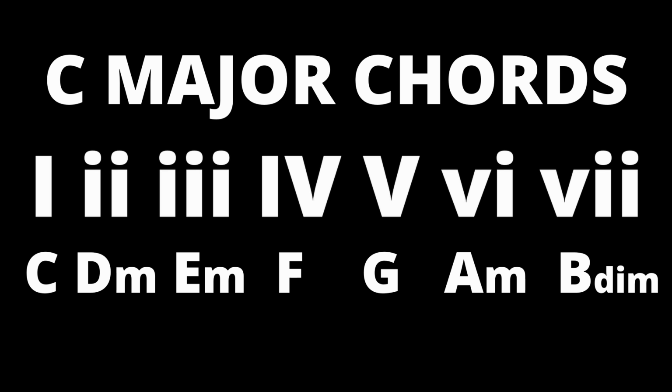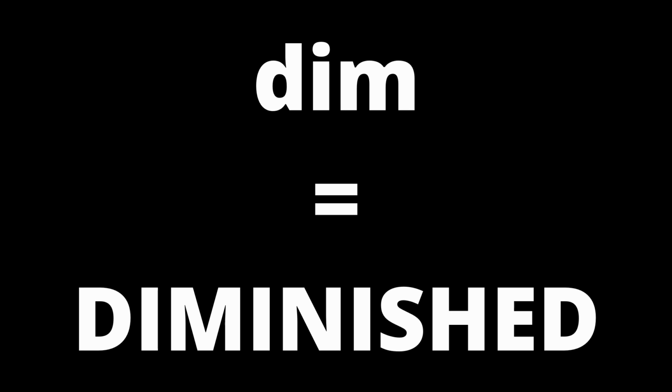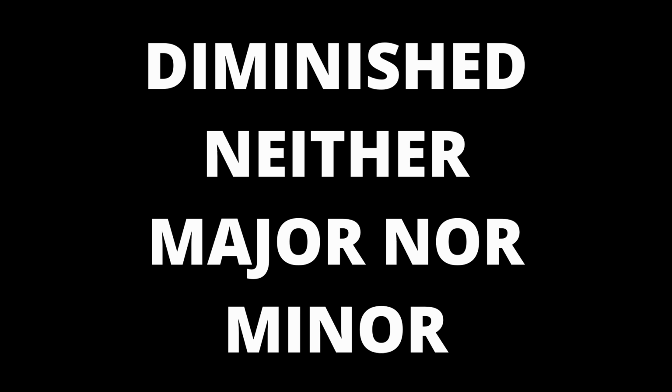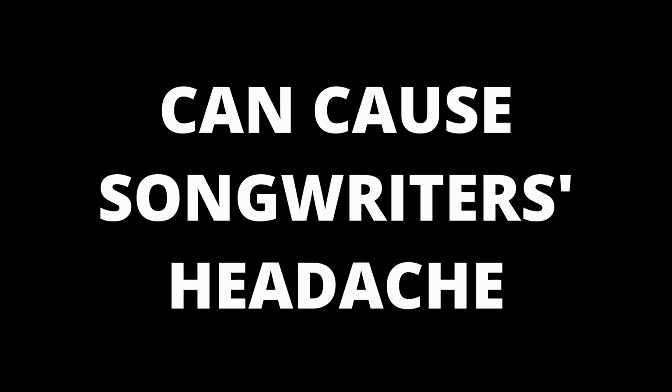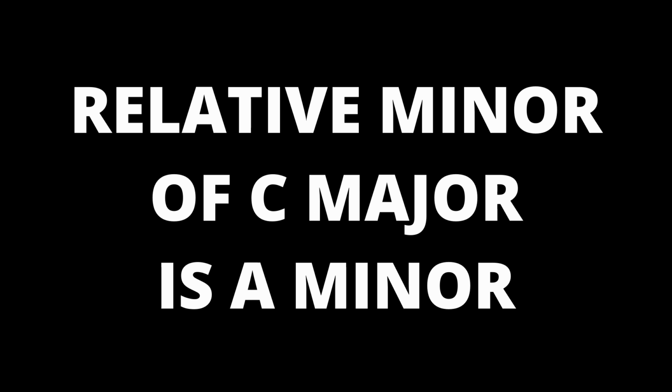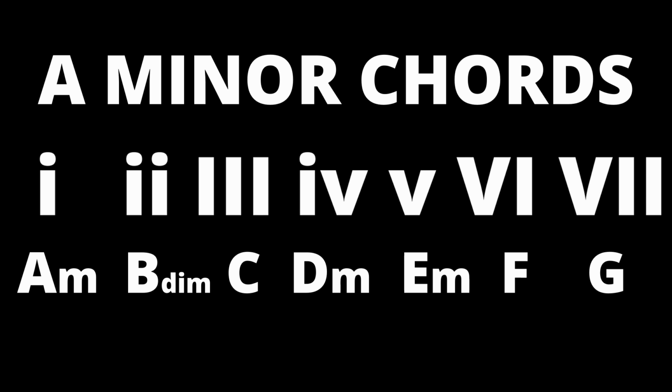C major has the following chords: C, D minor, E minor, F, G, A minor, and B diminished. Please note that the dim means diminished. The diminished chord is neither major nor minor and can cause trouble with chord progressions. The relative minor key to C major is A minor. It has the following chords, which may look familiar: A minor, B diminished, C, D minor, E minor, F, and G. So you can see we have the same set of chords as C major, but in a different order.